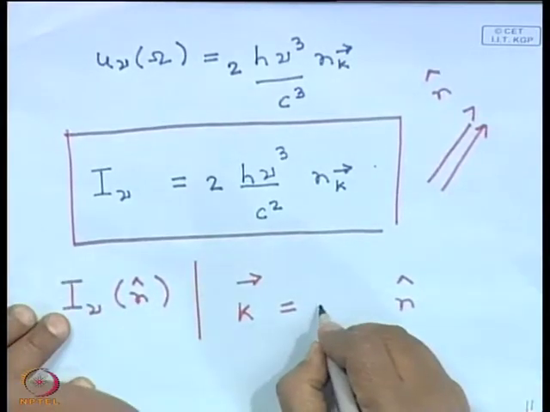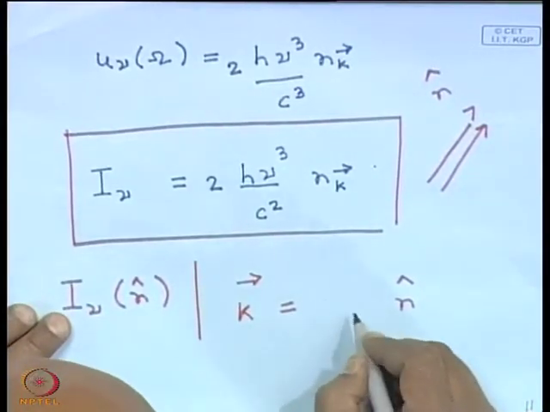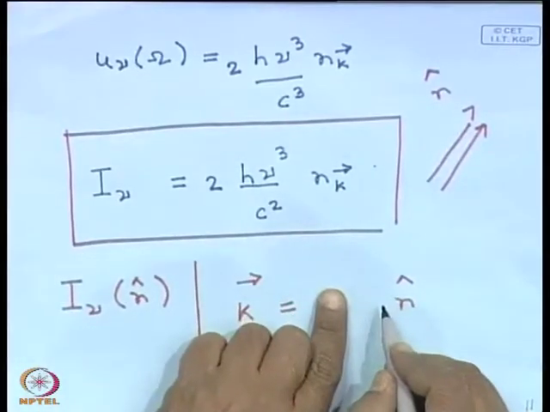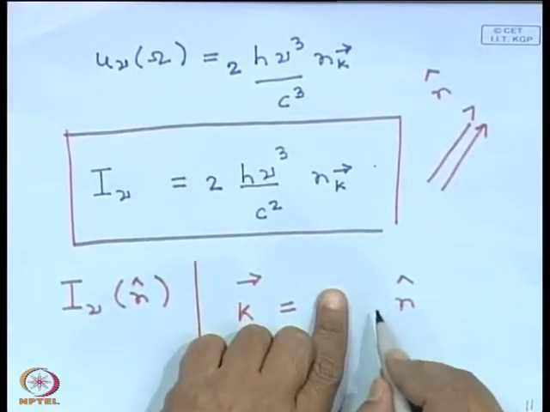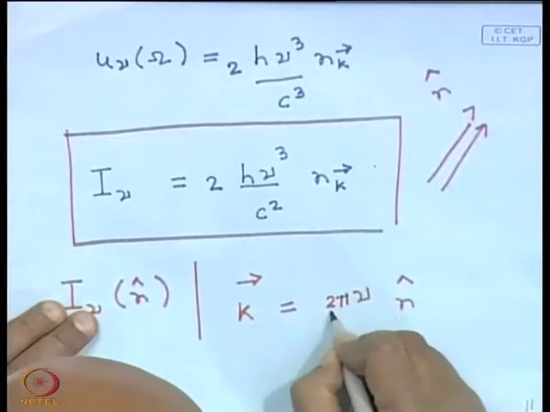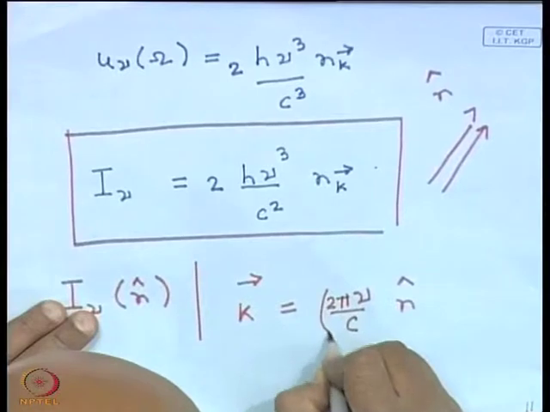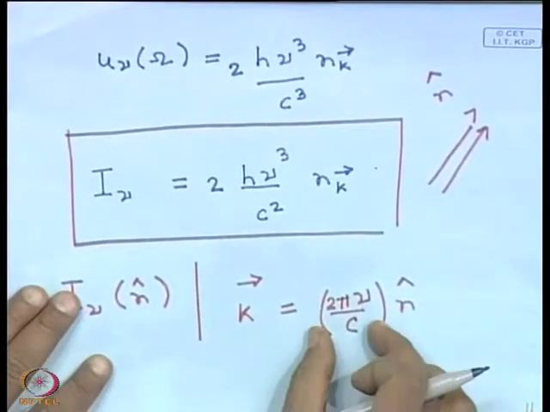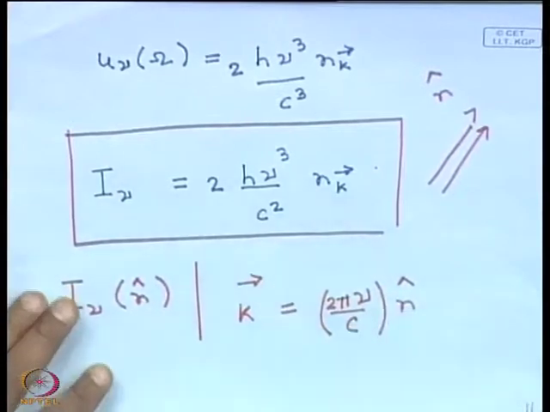So, this is the modulus of k. The modulus of k is omega by c, and omega is 2 pi nu. So, we can write this as 2 pi nu by c. That is the modulus of k, the magnitude, into the direction of the vector.